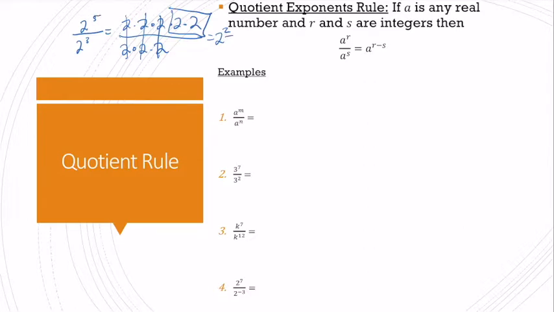So for example 1, if I have a to the m over a to the n, that becomes a to the m minus n. Remember that all of our variables are just standing in for real numbers, in this case integers, so we can go ahead and subtract them like this. If I have 3 to the 7th over 3 squared, that becomes 3 to the 7 minus 2, which is 3 to the 5th. If I have k to the 7th over k to the 12th, I still subtract them. That gives me k to the negative 5th, and what do I do with negative exponents? I put them in the denominator.